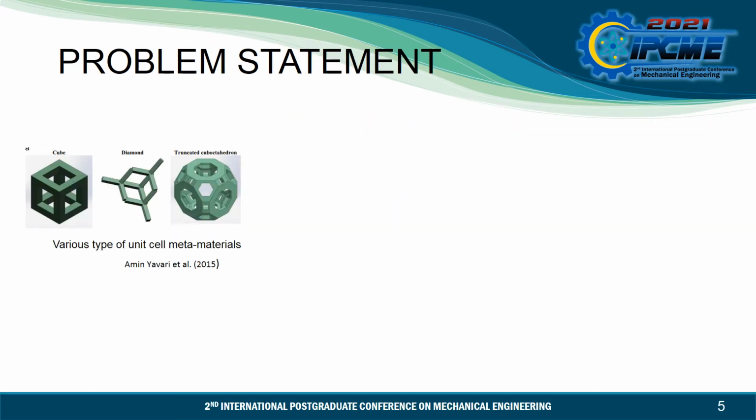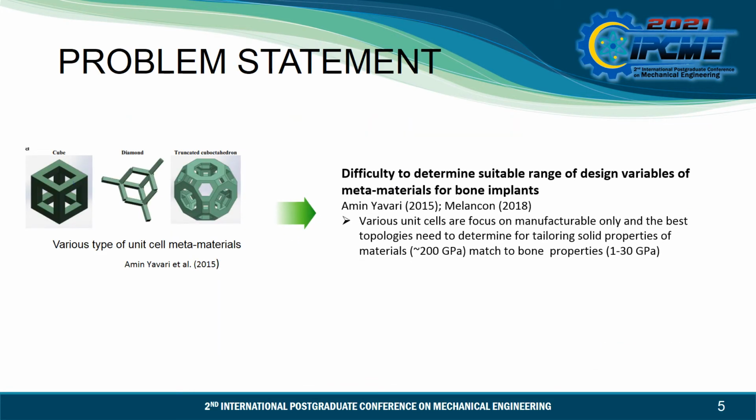From the problem statement, there is difficulty in determining a suitable range of design variables of metamaterials for bone implants. The various unit cells from previous studies focused on manufacturability only, and the best topology needs to be determined for tailoring solid properties of materials. The solid material is approximately 200 gigapascal, to match bone properties which range from 1 to 30 gigapascal.